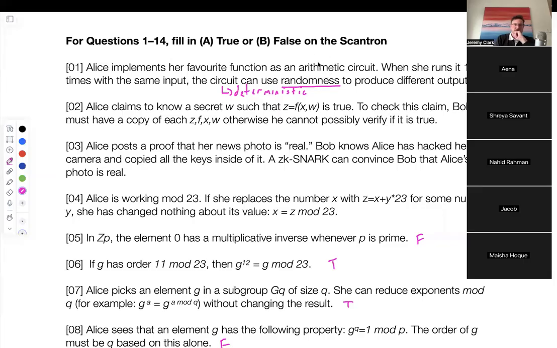Okay, so for zero knowledge, there are ways to use randomness, but you can't do it in the circuit. If you want to have randomness as part of your design, you have to have it as an input to the circuit. You're not going to get randomness from the circuit itself. So if you run with the same input 10 times, you're always going to get the same output. That's what deterministic means.